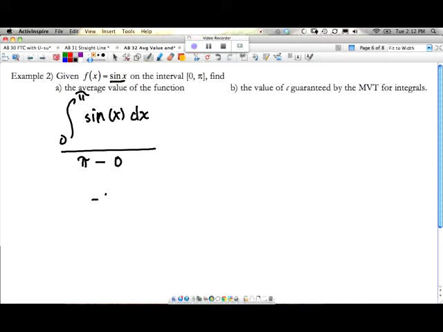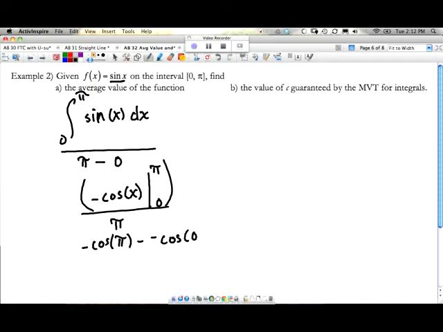The antiderivative of sine of x is negative cosine of x. We're going to be calculating that from 0 to pi, and then we're going to be dividing that by pi as well. So the calculation for the numerator in the fraction is going to be negative cosine of pi minus negative cosine of 0, all divided by pi.